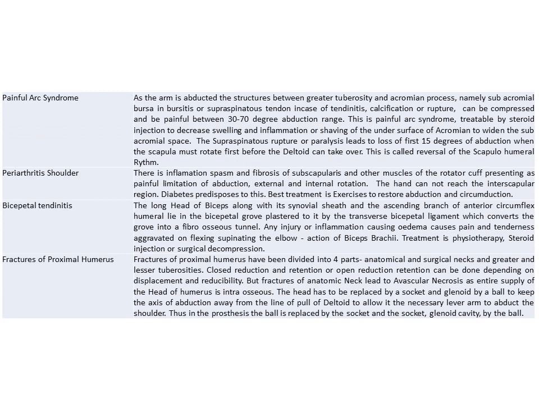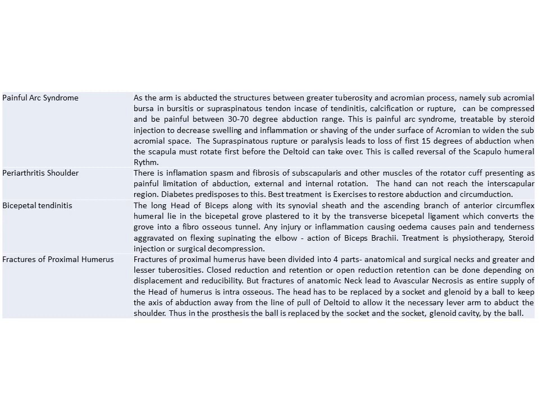The painful arc syndrome. As the arm is abducted, the structures between the greater tuberosity and the acromion process, namely the subacromial bursa in bursitis, or supraspinatus tendon in case of tendinitis, calcification or rupture, can be compressed and be painful between 30 to 70 degree abduction range. This painful arc syndrome is treatable by steroid injection to decrease swelling and inflammation, or shaving of the undersurface of the acromion to widen the subacromial space.